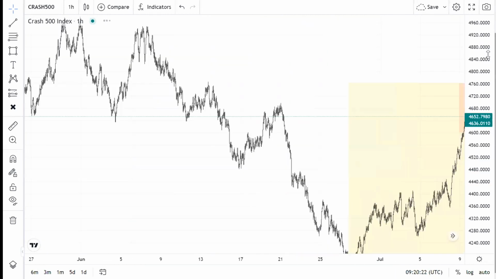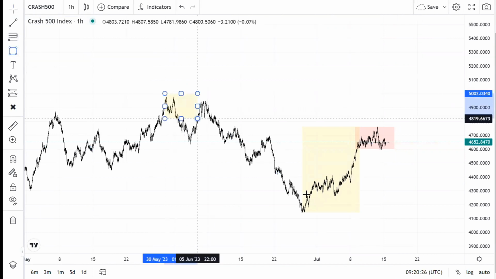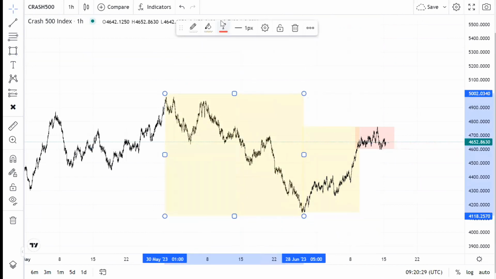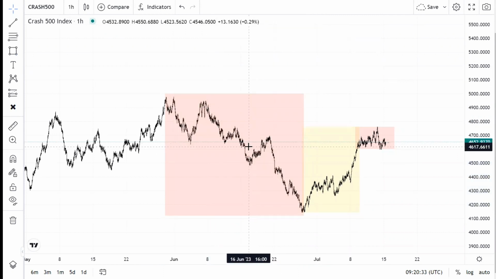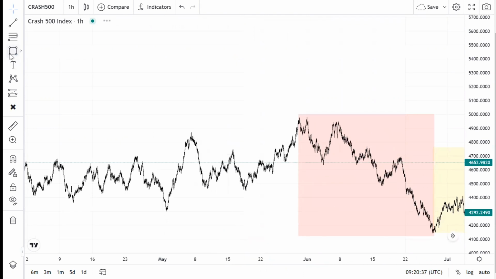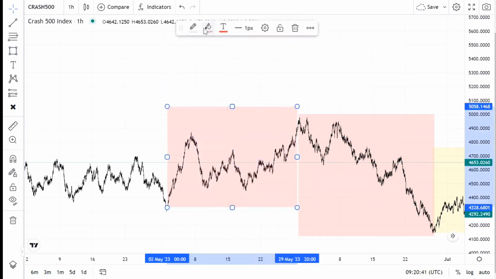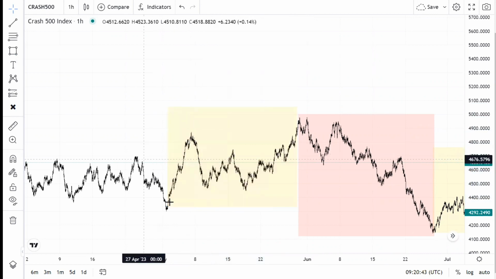From this point, of course, it's a downtrend market. That's a downtrend market. And then from this point again, we have what? An uptrending market, okay?